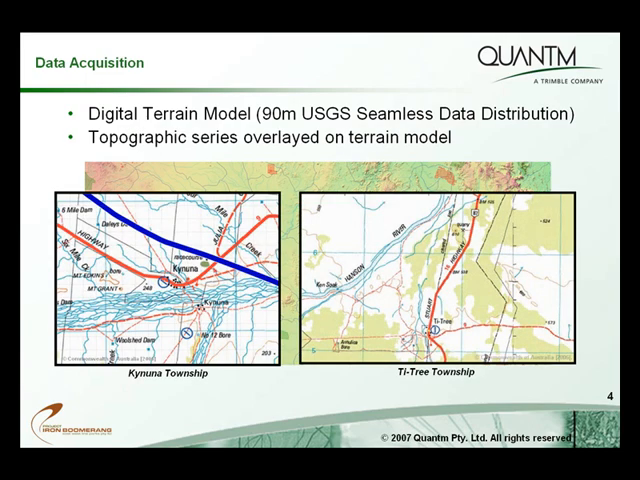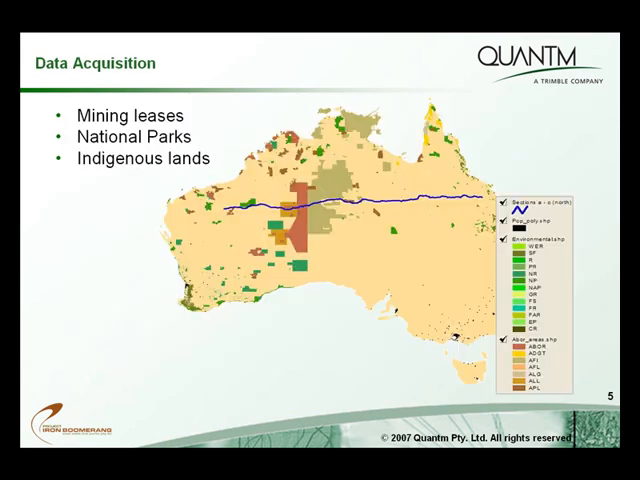Australian topographic series maps were then overlaid on the terrain model. Boundary data for mining leases, national parks and Indigenous lands were brought into the project database. Each of these data sets was compiled into Quantum on a common XYZ Cartesian coordinate system.